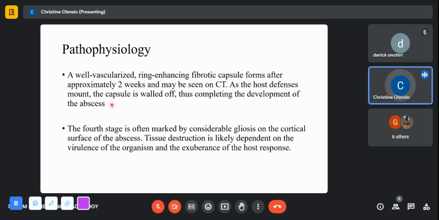A well-vascularized ring-enhancing fibrotic capsule forms after approximately 2 weeks, which can be seen on CT. The host will usually mount a defense to the infection, which leads to capsule formation that walls off the infection to that particular area, and that's why you now have the abscess formation. In the fourth stage, it is marked by considerable gliosis on the cortical surface of the abscess, and tissue destruction is dependent on the virulence of the organism and the host response, how actively the body can mount a response to it.